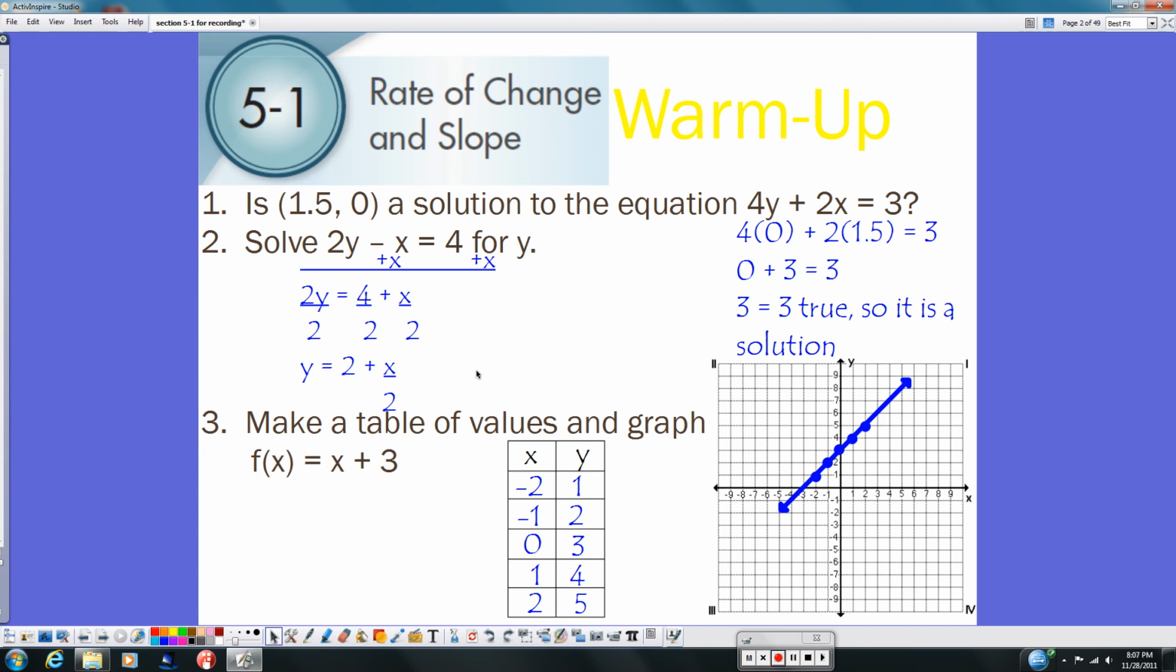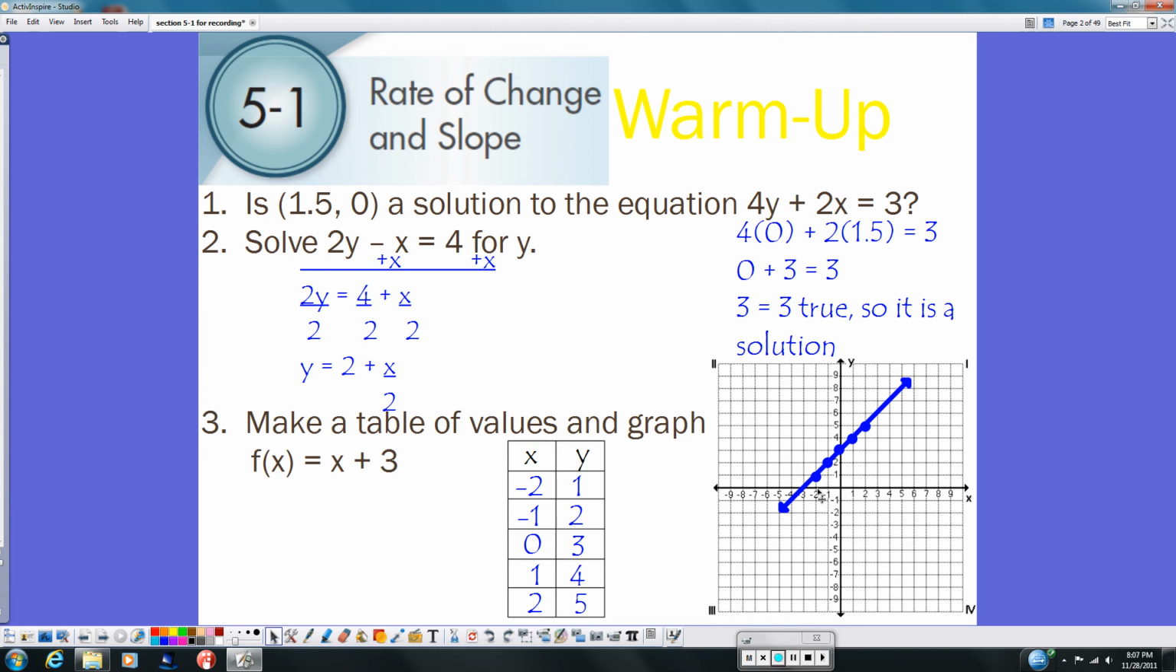And finally, to graph our function f of x equals x plus 3, we make a table of values. Remember, we use our standard x's, -2, -1, 0, 1, and 2. We substitute those in for our x here. -2 plus 3 is 1, -1 plus 3 is 2, 0 plus 3 is 3, 1 plus 3 is 4, and 2 plus 3 is 5.